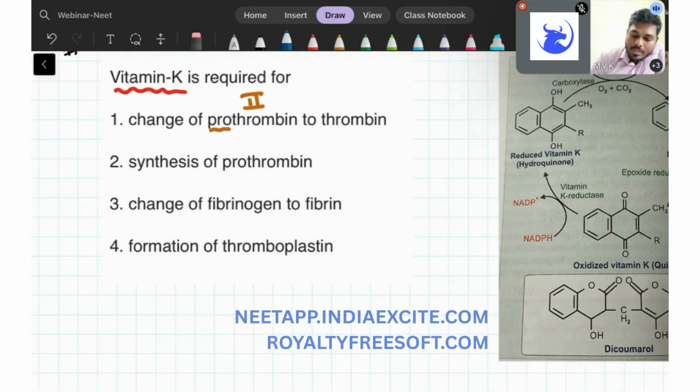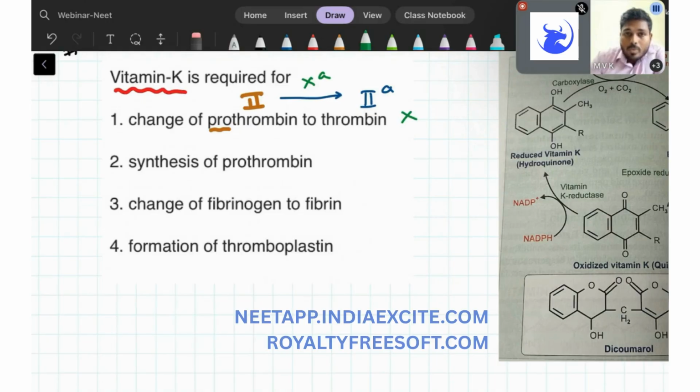So who does this job? Conversion of prothrombin to thrombin, activated thrombin, is done by our factor 10, activated factor 10. Now look at it. So we can neglect this option one. Move on to the next option.